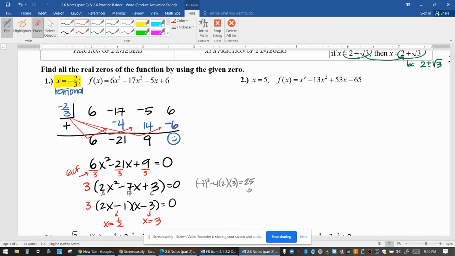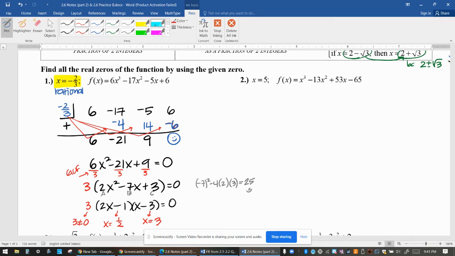Now, if you're not sure how I got that, you need to set them equal to 0. So set 2x minus 1 equals 0 and x minus 3 equal to 0. It doesn't make sense to set 3 equal to 0. 3 can't equal 0. So you don't need to set the 3 equal to 0, but you do need to set all of the factors that are linear equal to 0.